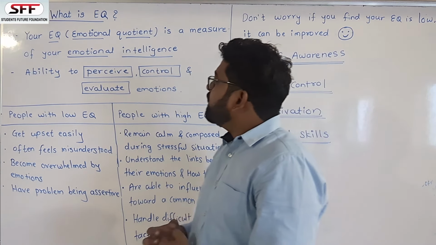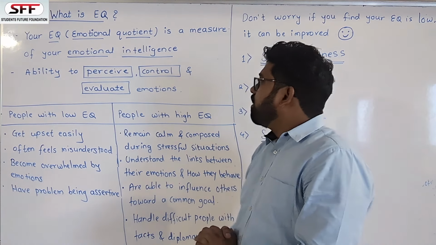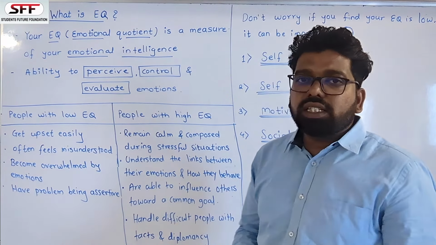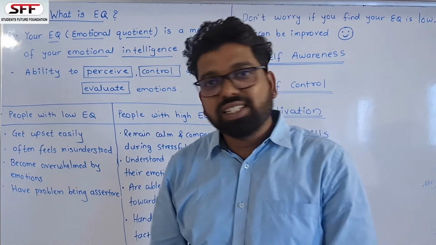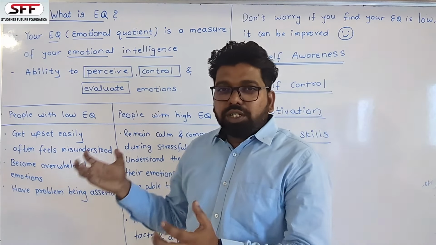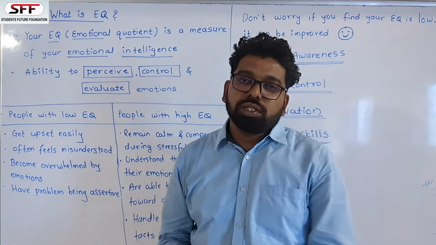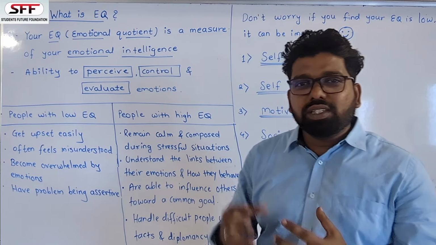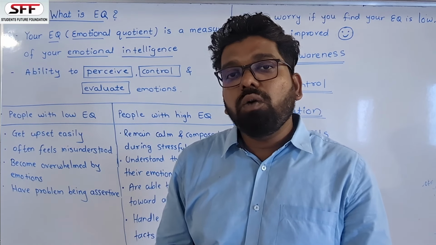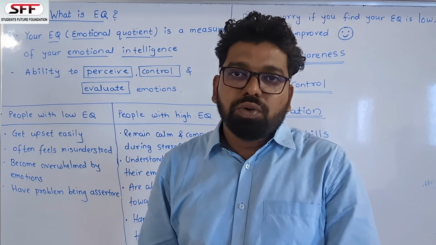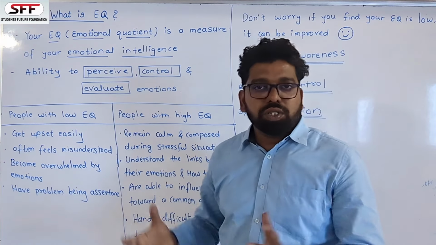Alright, so what exactly is EQ? EQ is ability, or you can say emotional intelligence is EI. It is again one of the examples of soft skills. It is the ability to perceive, control, and evaluate your emotions. That means EQ is something related to emotion. Emotional intelligence means how effectively you can control, perceive, and evaluate your emotions.